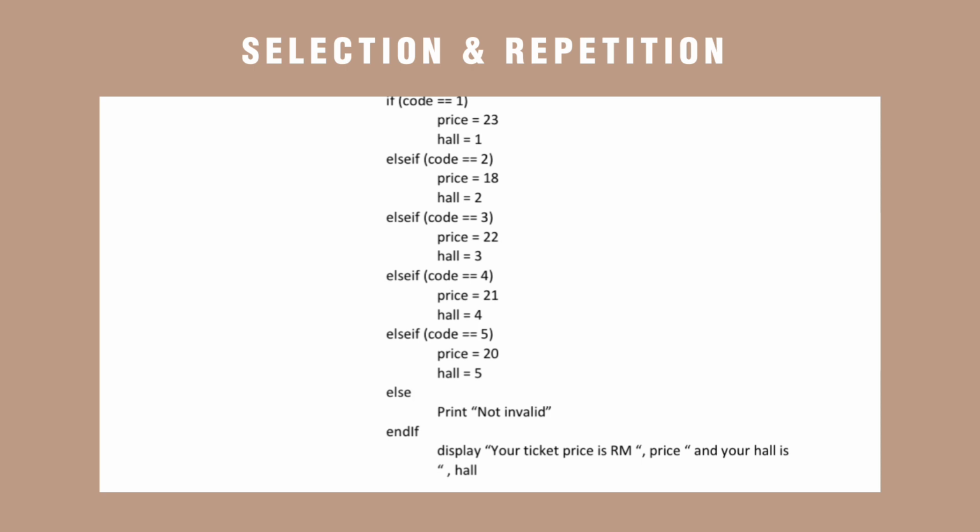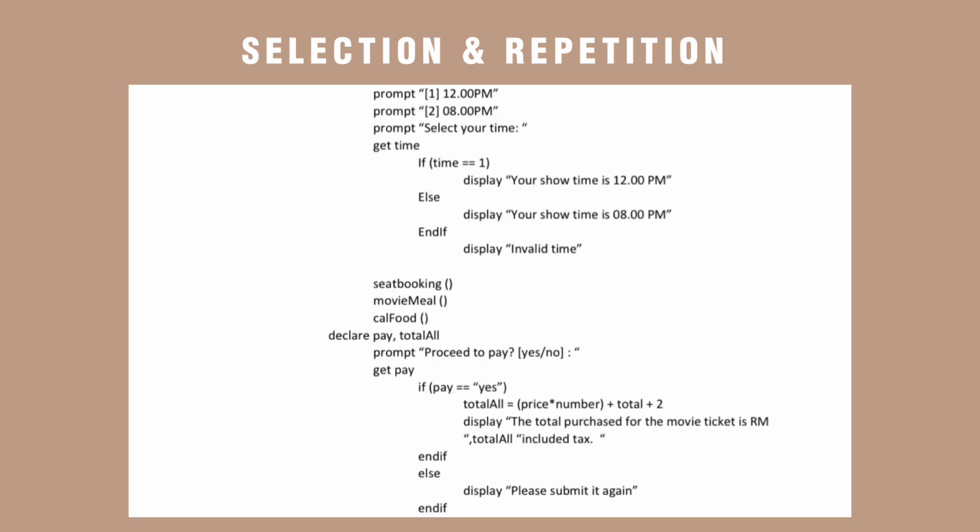Else if code equals 4, price is 21, hall is 4, else if code equals 5, price will be 20, hall is 5, else it will print invalid. Thus it will display the user's ticket price and hall. Next, we prompt the time for users to select their own time and then we get the time. If time equals 1, we display your show time is 12 p.m., else is 8 p.m., and then end if, and display invalid time.